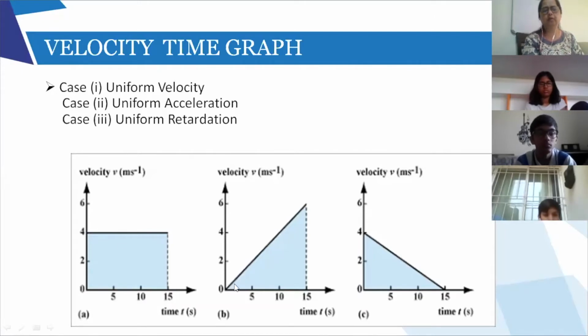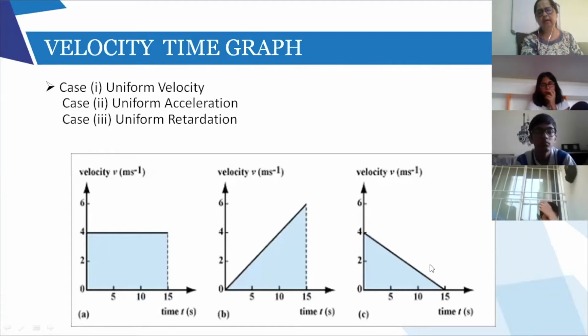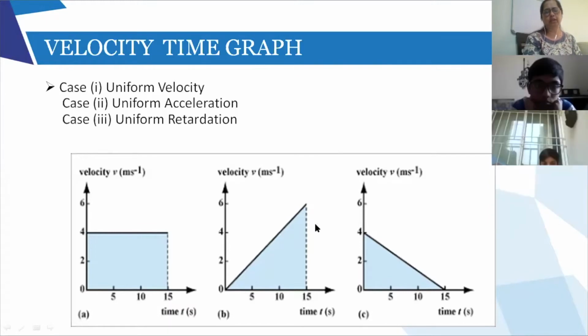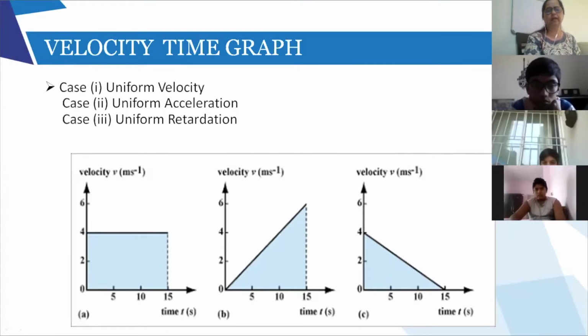Second graph. It cannot be rest because it's moving. It's not still, because the velocity is steady, so it is moving. And the second graph has velocity increasing, so there is acceleration. And in the third graph, velocity is decreasing, so it is retardation. Did you understand all the three velocity time graphs? Yes, ma'am. Now the calculation. Just see what kind of calculations are there.